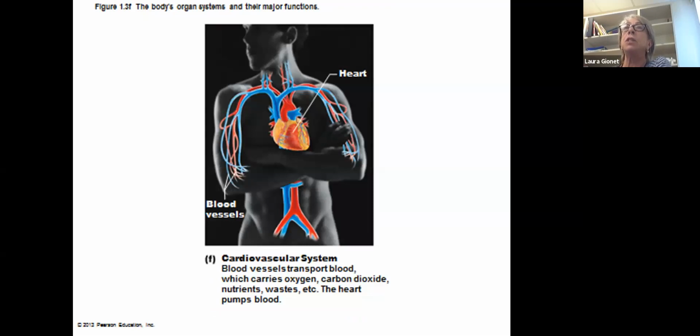Our cardiovascular system, which includes the heart and different arteries and veins that help transport blood. Another underrated system is the composition of blood and what's actually transported.